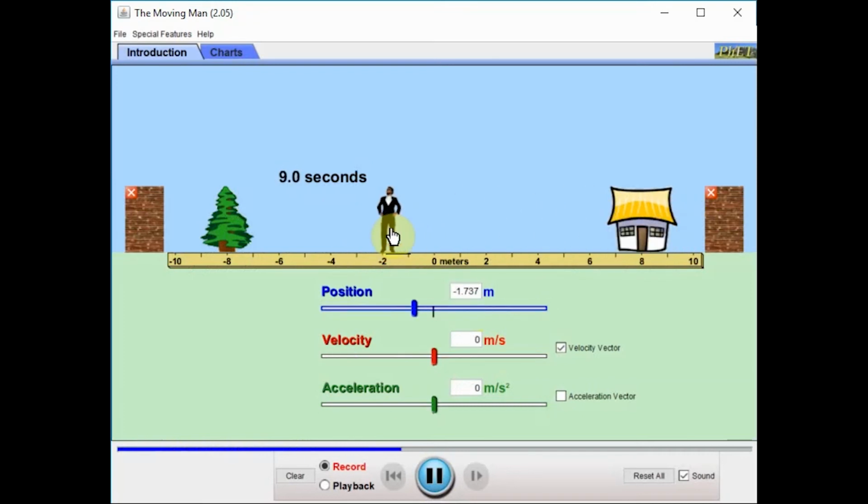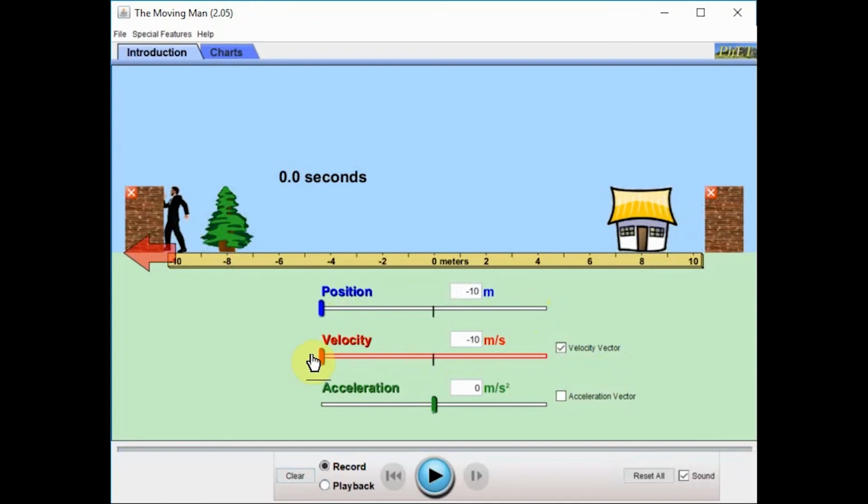So as I move him around, you can see that when we're going slowly, the velocity vector is very small. When I move him fast, the velocity vector gets pretty large. So we can control this any way that we want. The negative velocity or a positive velocity. Let's reset this now and let's try some acceleration.